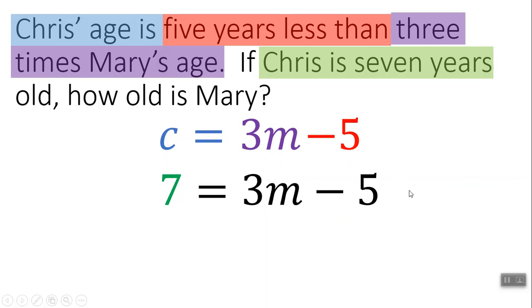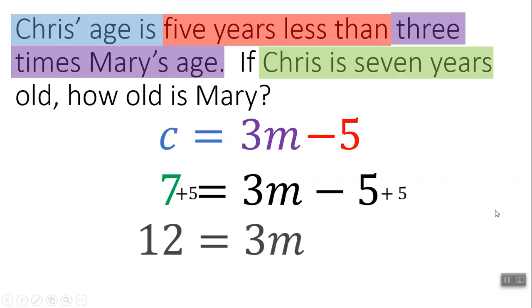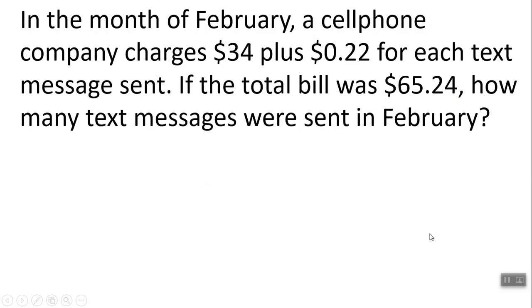From here, we would add 5 to both sides. You get 12, and then you divide both sides by 3, and you get 4. So Mary is 4 years old. We're going to do one more problem here.